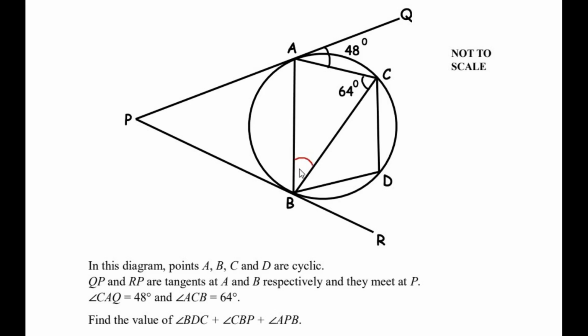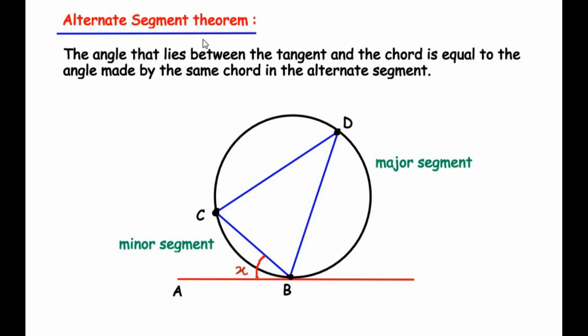And to find out this angle, we are going to make use of a circle theorem, which is the alternate segment theorem. It states that the angle that lies between the tangent and the chord is equal to the angle made by the same chord in the alternate segment. Now here we can see that a circle is drawn and we have a tangent AB and a chord BC.